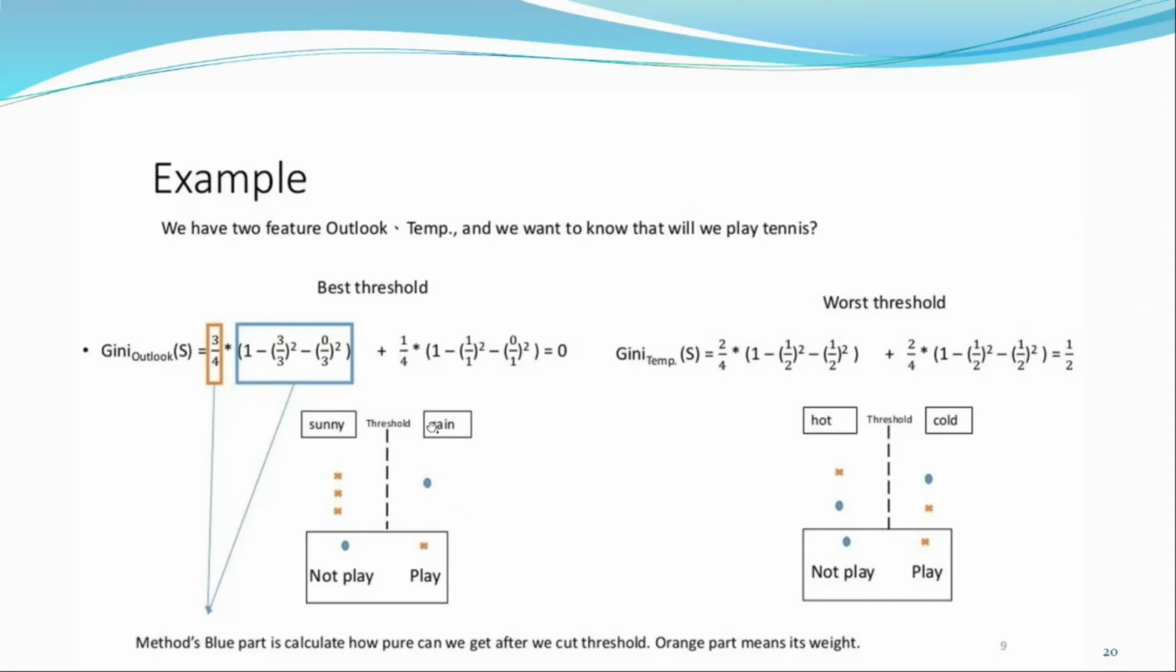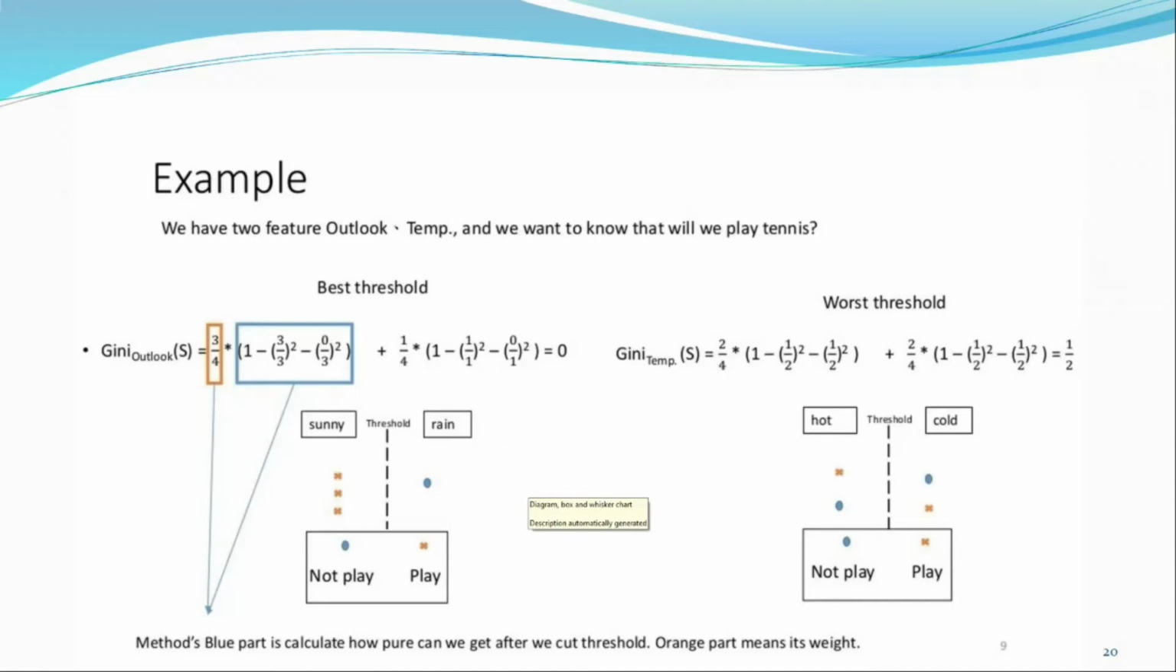So when we calculate the Gini impurity of sunny, it will be 1 minus (3/3) square minus (0/3) square. That will give us the Gini impurity for sunny. Similarly for rain, we have a total of 1 value and the Gini impurity of rain will be 1 minus (1/1) square minus (0/1) square for play.